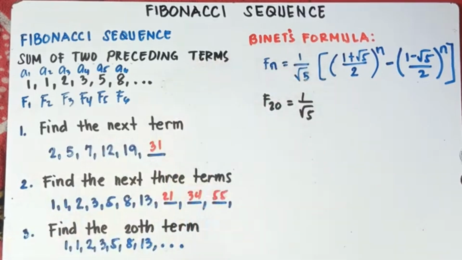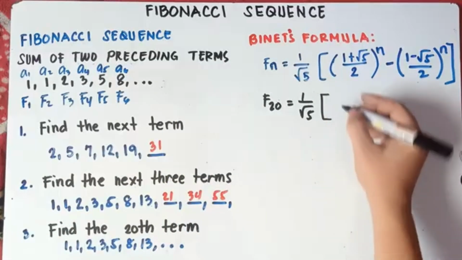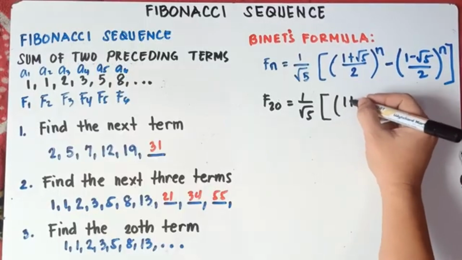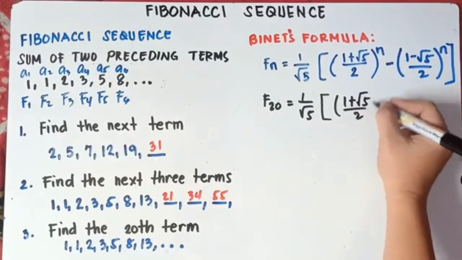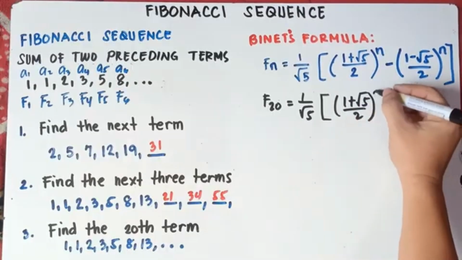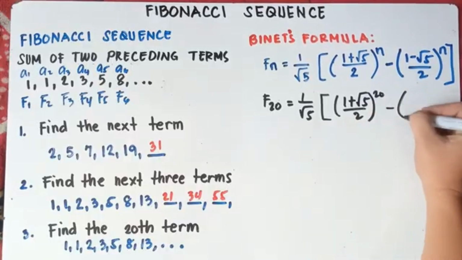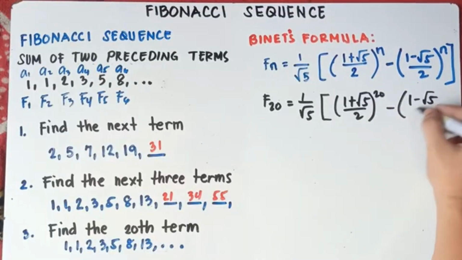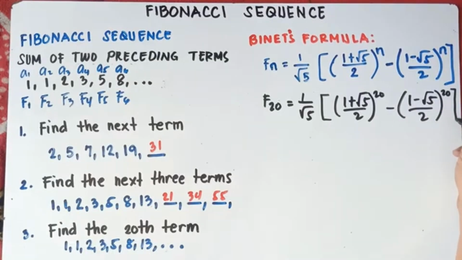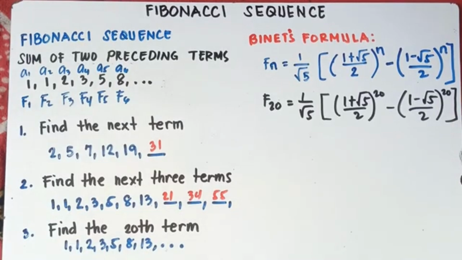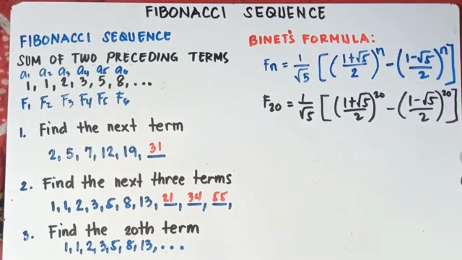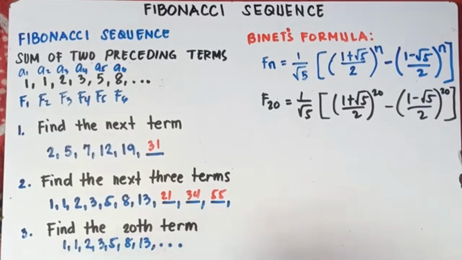So f sub 20 would be quantity 1 plus square root of 5 over 2, and our n is 20, since we're looking for the 20th term, minus 1 minus square root of 5 over 2 raised to the power of 20, then close bracket. Alright, so let's use the calculator, class. By just using the calculator, you will get the answer right away, easily.